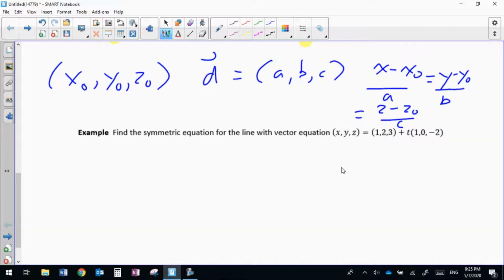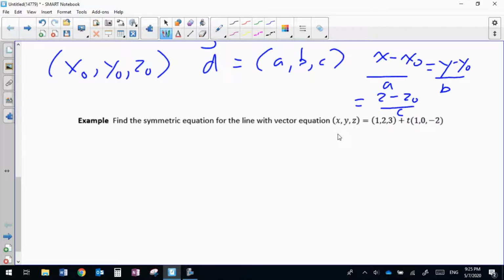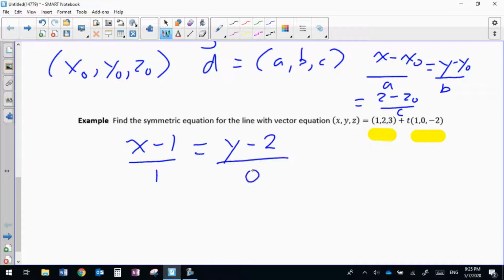Find this next example. Find the symmetric equation for the line with this vector equation. Well, there's my initial point and my direction vector. So I could start by saying, okay, x take away 1 divided by 1 equals, and now I've got a problem here. I might go y take away 2 over 0 equals z take away 3 over negative 2. That's obviously, this middle guy is a problem here. So let's just erase that for now.